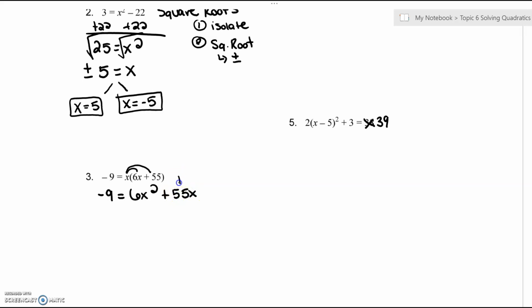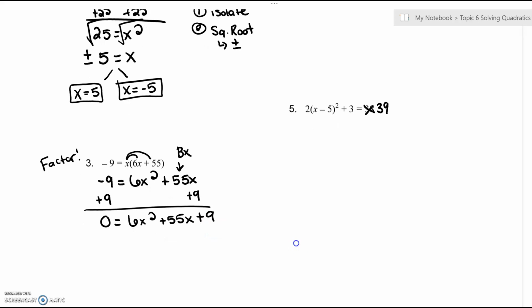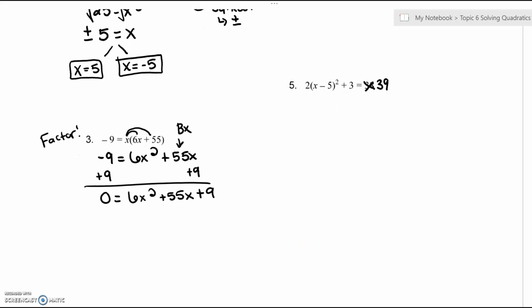And I have a bx term here. This is my bx term. So because of this, I'm going to factor. So I have to get this equal to 0. And when I do, I get that 0 equals 6x squared plus 55x plus 9. Now, you could use factoring or the quadratic formula here. This one happens to be factorable, so that's why we're going to go ahead and factor, and later on we'll find one that's not factorable.